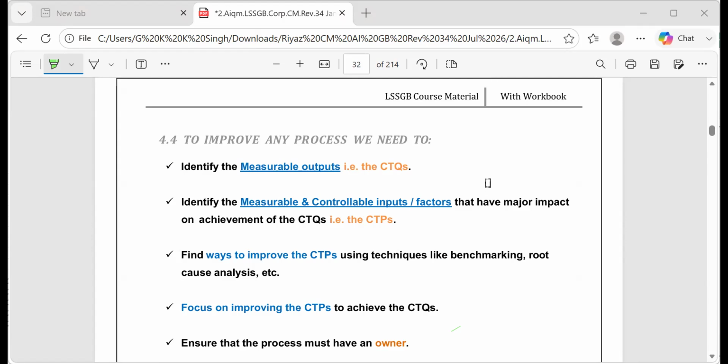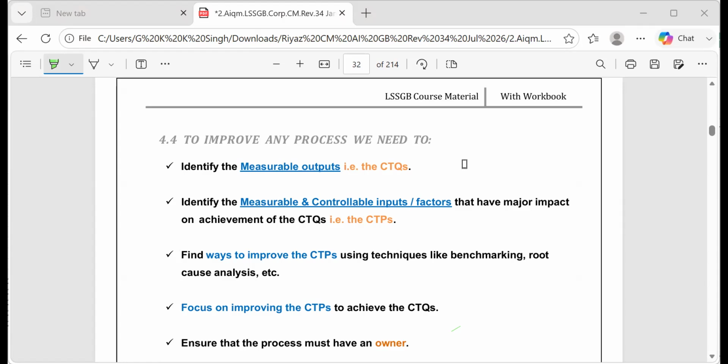So to improve any process, I'm back on page 32. To improve any process, we need to identify the measurable outputs. Those are the CTQs. Then we have to identify the measurable and controllable inputs and factors. So for example, we said the CTQ is an accurate report on time. Now that is a CTQ. We can measure accurate how? If there are no mistakes or fewer mistakes, the report is more accurate. And on time also can be measured. And for that, we said data collection on time.